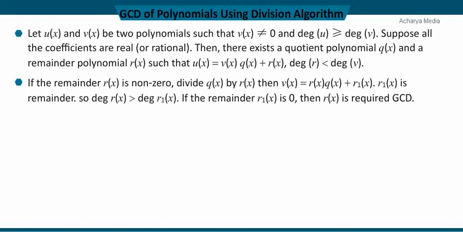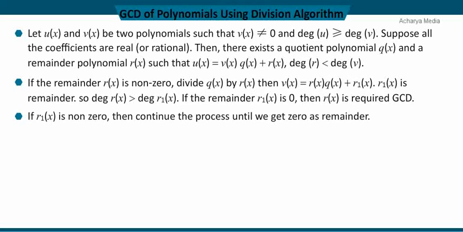If the remainder r of x is non-zero, divide v of x by r of x, then v of x is equal to r of x q1 of x plus r1 of x. r1 is the remainder so that the degree of r of x is greater than the degree of r1 of x. If the remainder r1 of x is 0, then r of x is the required GCD. If r1 of x is non-zero, then continue the process until we get 0 as remainder. Let us learn how to find the HCF using the division algorithm through an example.